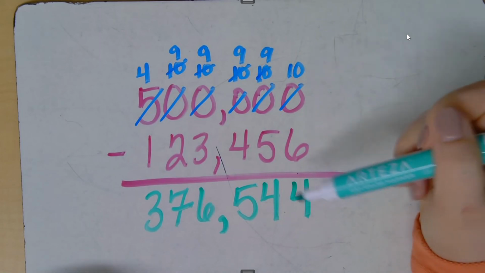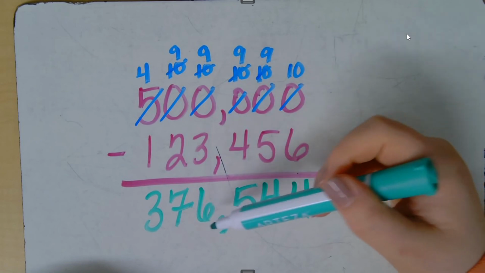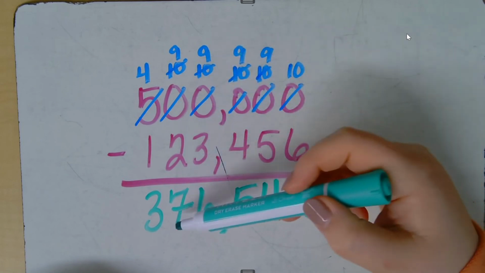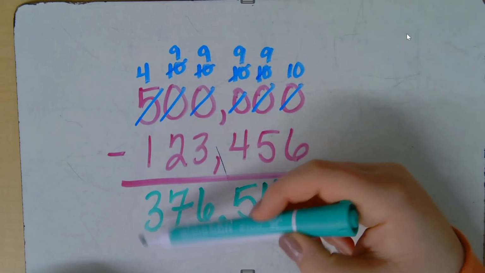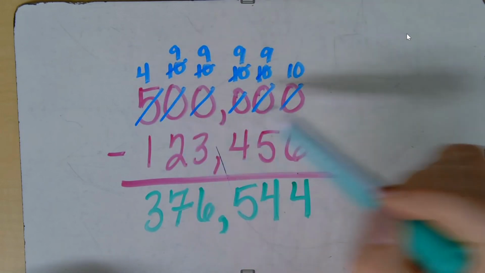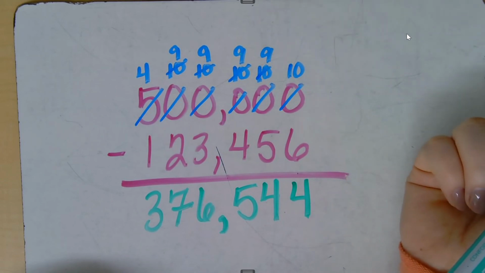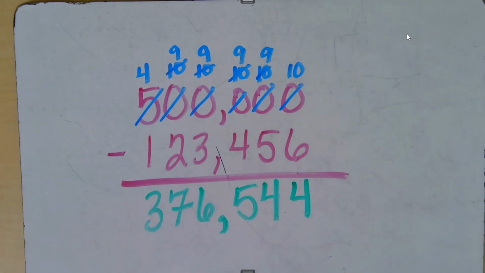4 plus 6 is 10. 4 plus 5 is 9. 5 plus 4 is 9. 6 plus 3 is 9. 7 plus 2 is 9. And 3 plus 1 is 4. So once you understand this concept, it doesn't matter how big the number is. You will be able to solve it. Okay? Have fun practicing with your problems on your PDF.